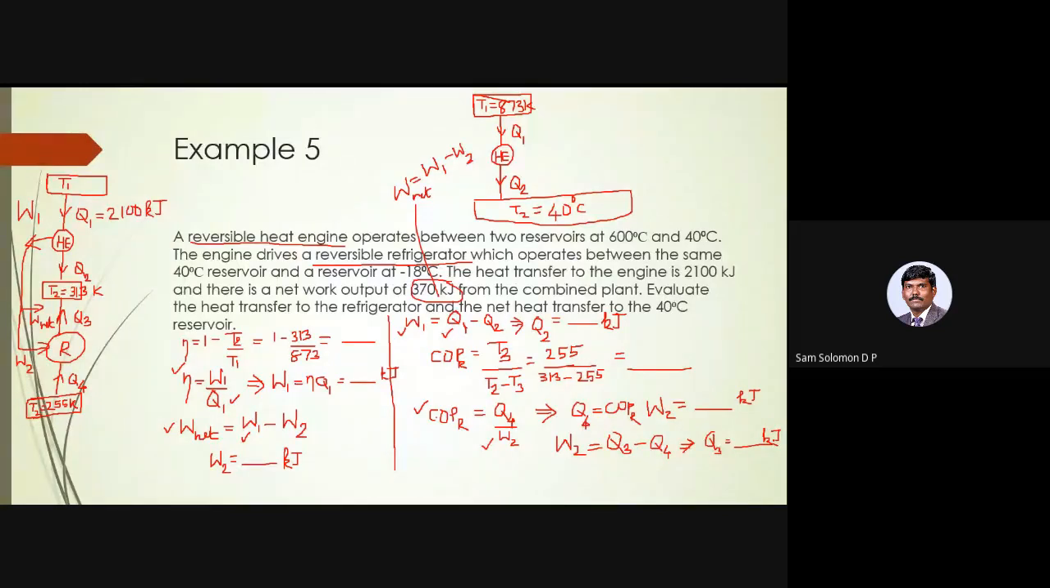Okay. And the question is net heat transfer to the 40 degree centigrade reservoir. There are two heat transfers which are entering into the 40 degree reservoir. Q2 is going to the 40 degree centigrade reservoir. Q3 is also going to the 40 degree centigrade reservoir. So Q net here is Q2 plus Q3. This will give you the amount of heat that is being transferred to the 40 degree centigrade reservoir. This will also be in kilojoule.